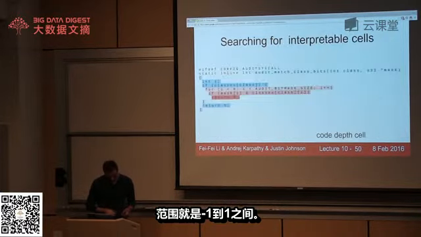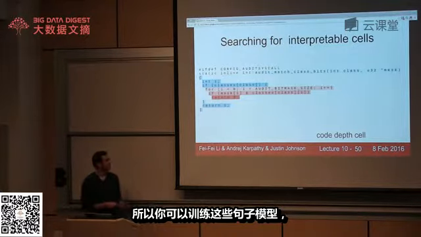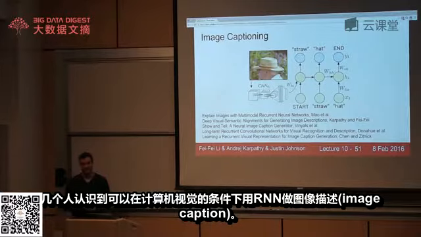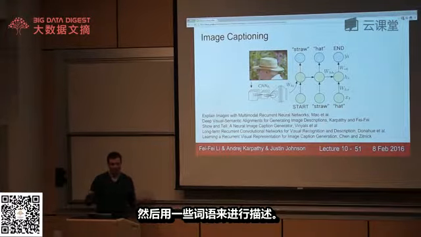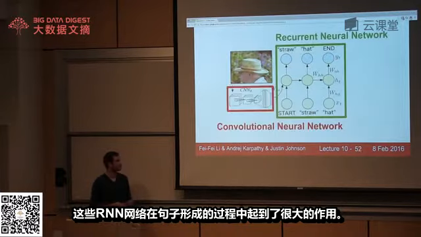OK. So RNNs are pretty cool, and you can actually train these sequence models over time. Roughly 1 year ago, several people realized that you can use this in a very neat application in computer vision to perform image captioning. In this context, we're taking a single image and we'd like to describe it with a sequence of words. And these RNNs are very good at understanding how sequences develop over time.